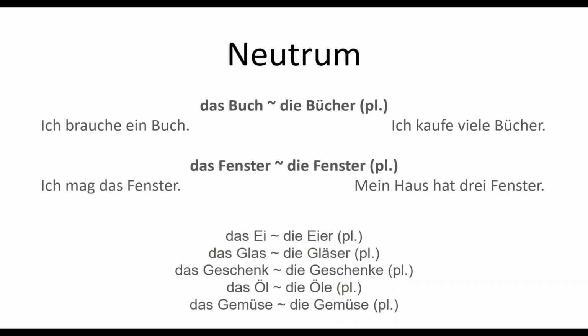Taking some more examples. Das Ei, die Eier. The egg, the eggs. Das Glas, die Gläser. The glass, the glasses. Das Geschenk, die Geschenke. The gift, the gifts. Das Öl, die Öle. The oil, the oils. Das Gemüse, die Gemüse. Vegetable, vegetables, there is no change in the spelling.